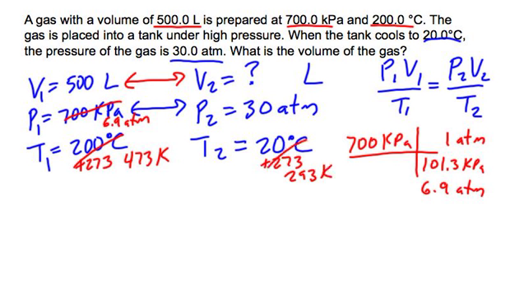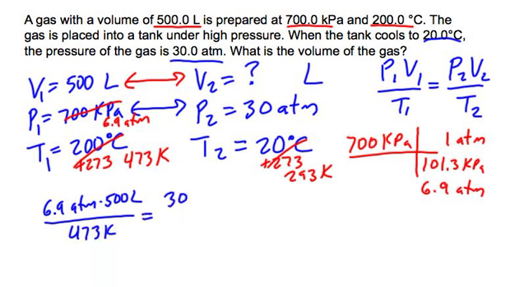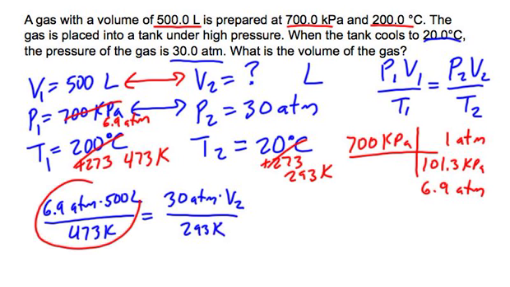All right, so now we're ready to go. Usually I like to solve for the variable I'm looking for, but I know not many of you would probably like to do that, so we'll do it your way and just start plugging in numbers. So P1 is 6.9 atmospheres times V1, which is 500 liters, divided by T1, 473 Kelvin. That has to equal P2, which is 30 atmospheres, times V2, unknown, over 293 Kelvin, which is T2. Now we're going to start simplifying that.